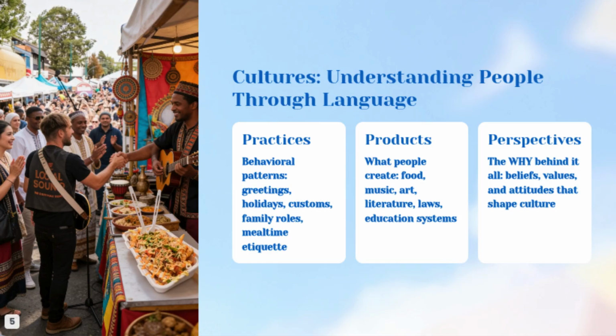And then we have products. These are what people make, both tangible and intangible. This can be food, like a specific dish. It can be music, art, literature, or even laws and education systems. The key insight here is that a culture's practices and products are always connected to their perspectives, the why behind them, the beliefs, the values, and attitudes that make a culture unique.